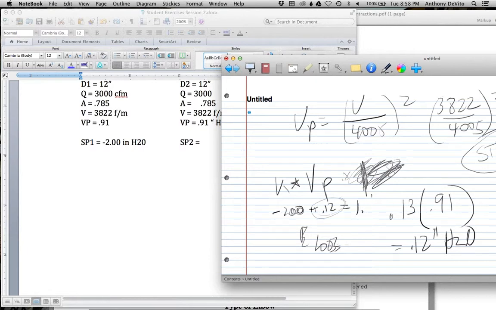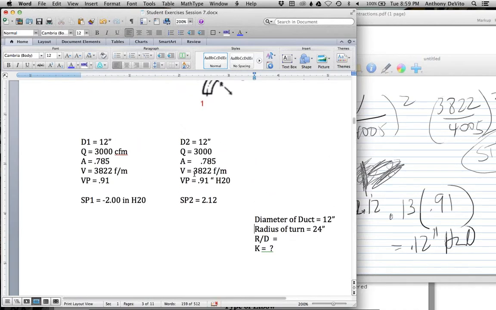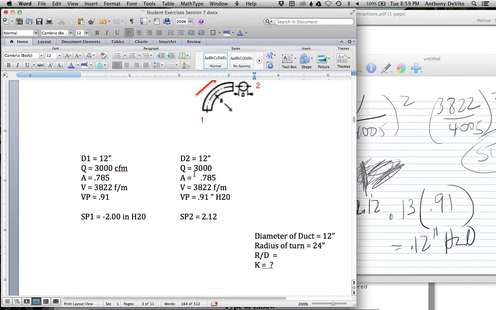Actually, I'm not going to do it that way. I'm gonna minus 0.12. The new static pressure has to be 2.12. Okay. Why did I add that instead of subtracting it? And this is going to clarify a little bit of confusion that we had on the contraction also.